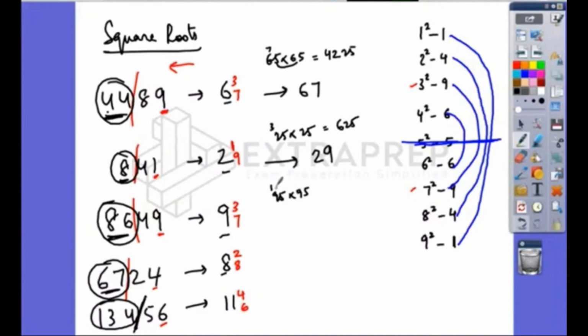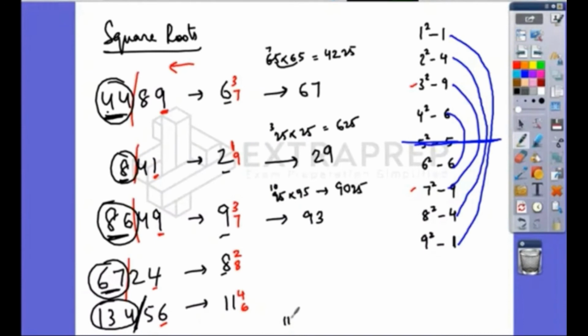9, next number is 10. So 9 tens are 90 and 5 fives are 25. 8649 is less than 95 square, so it should be 93. That's your answer. Similarly, for the remaining two problems as well, you can solve that, or I'll solve the last one for you.